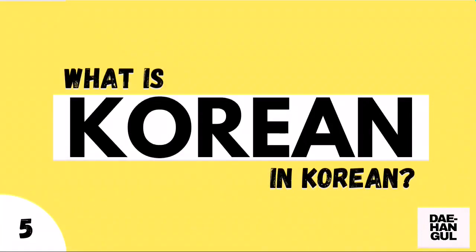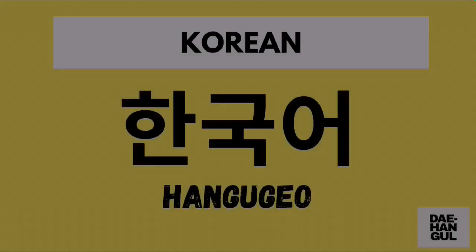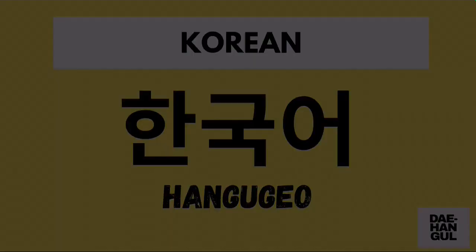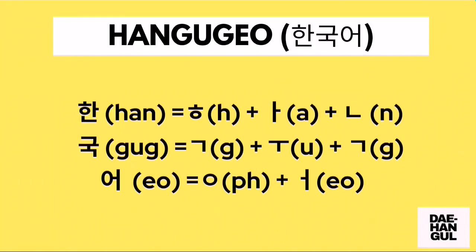What is Korean in Korean? The Korean term for Korean itself is 한국어. This is pronounced as a three-syllable word. The first syllable is han, second syllable is guk, third syllable is 어. Pronounce it with me. 한국어.